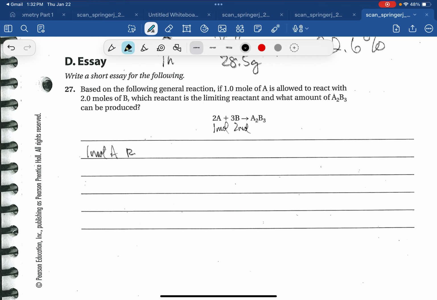that's going to require 1.5 moles of B. Do we have 1.5 moles of B? Yes. Do we have more than 1.5 moles of B? Yes. So A is the limiting reactant. And what amount of A2B3 can be made? Well, it's a 2-to-1 ratio. So if I've got 1 mole, I'll make half a mole.